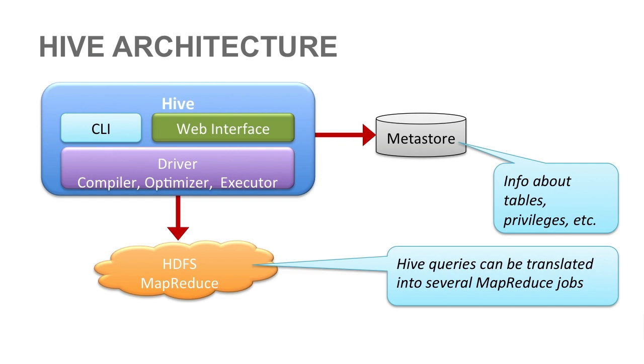One thing that Hive is using is the metastore. Metastore contains information about tables, privileges, and so on. And when the compiler creates the MapReduce jobs, they will be executed on the Hadoop cluster. So the result of the compiler's work is the program that will be running on multiple nodes.